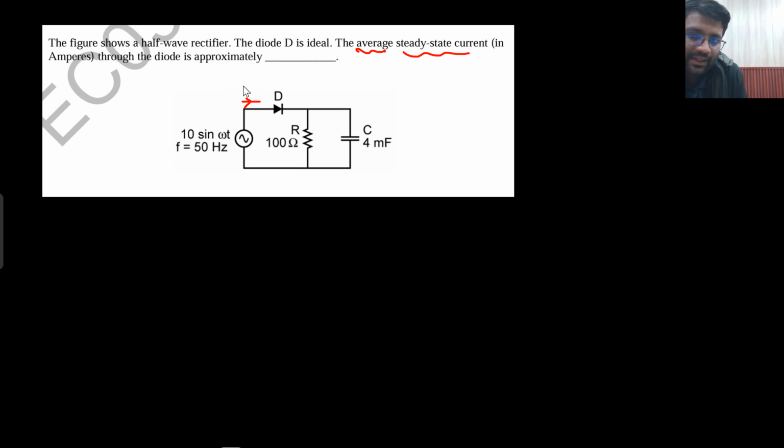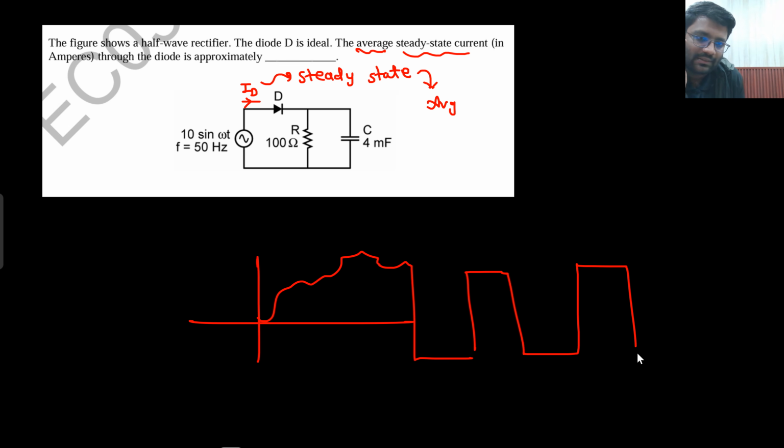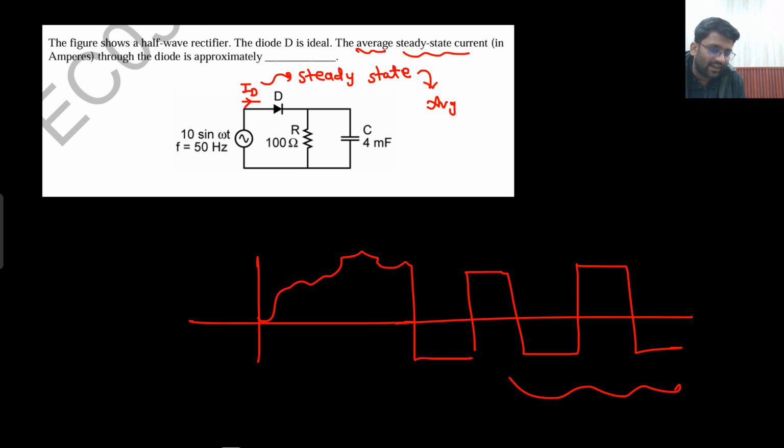So the diode current is ID. First you need to go to the steady state. Now at the steady state, whatever you get, you need to take its average. Let's just say the diode current is somewhat like this, and somewhat like this. This is the graph of the diode current. So what do I need to do? I need to see the steady state. At steady state, I am getting this square wave. Now I need to take its average. This is what they are asking. Is that understandable to you?